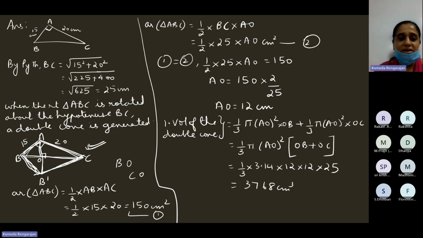Okay. So the thing is, it is enough if you find the radius. You don't have to find the other values. Remember this. For the double cone, you don't have to find any other value. To find the volume of the double cone, we just needed the value of AO. Because we have to use OB and OC separately here, but when you take out common, you get OB plus OC, which is nothing but BC and which is 25. So for the double cone, you don't have to find the heights separately for the two cones. It's enough if you find the radius.